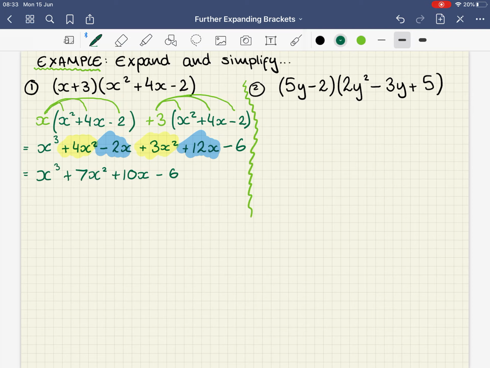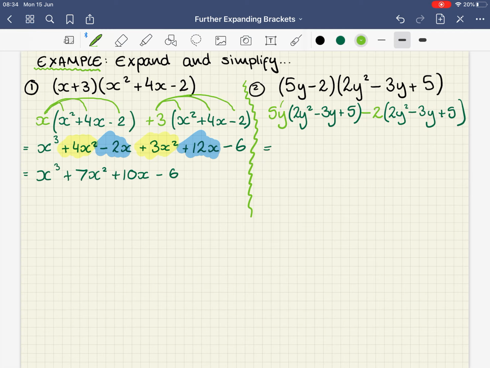Okay, so let's look at this last question then. Splitting apart that first bracket, I've got 5y minus 2, and I'm going to have 2y squared minus 3y plus 5.